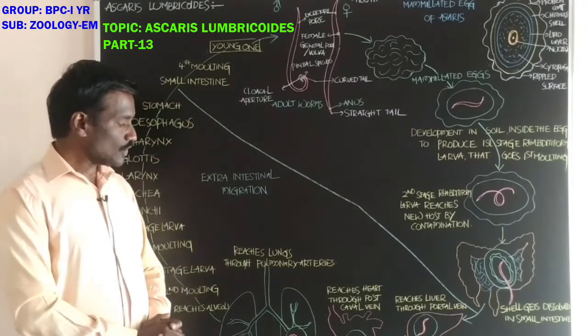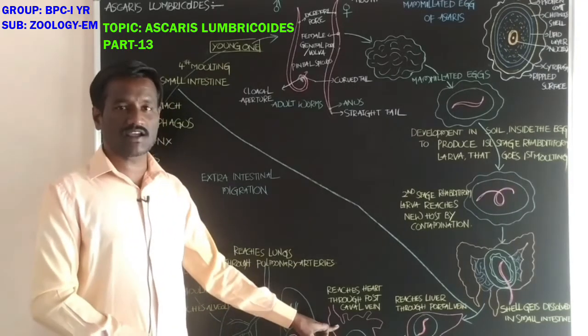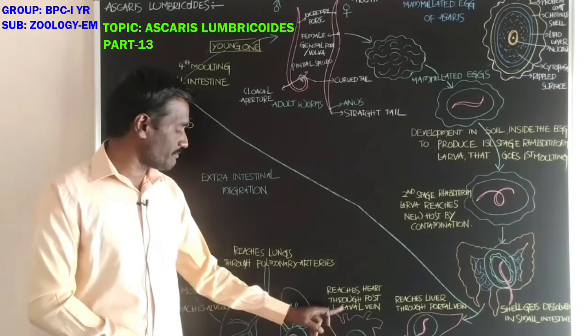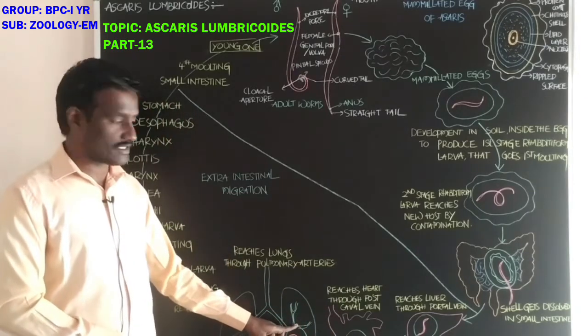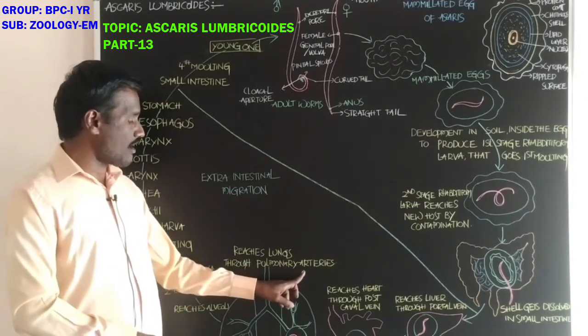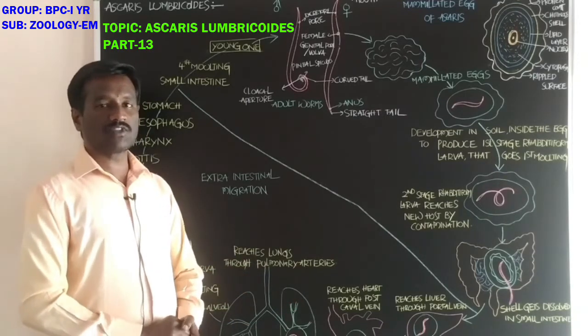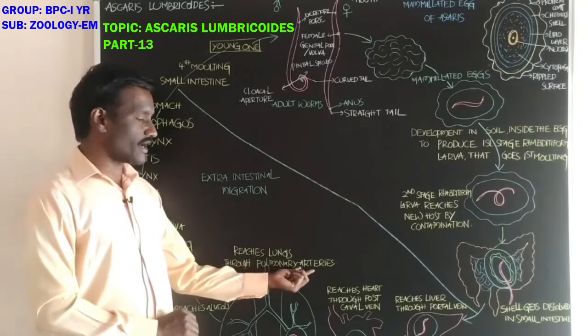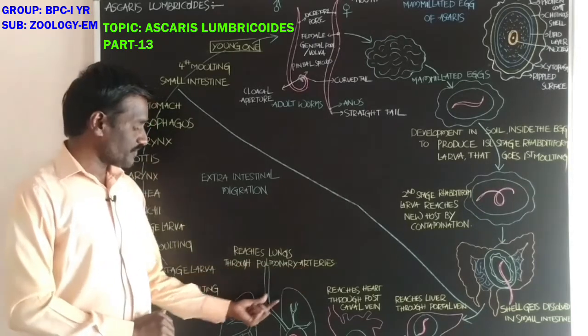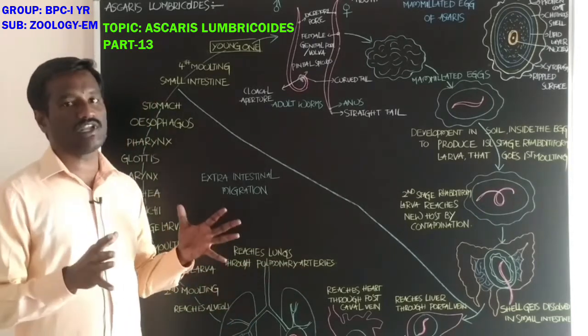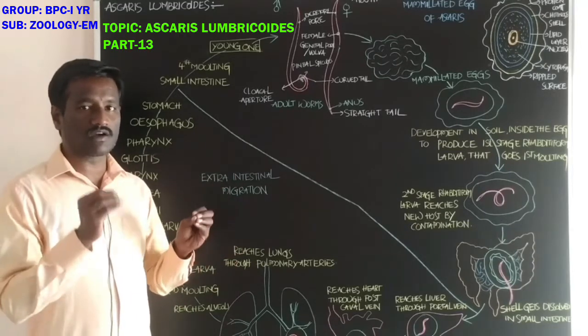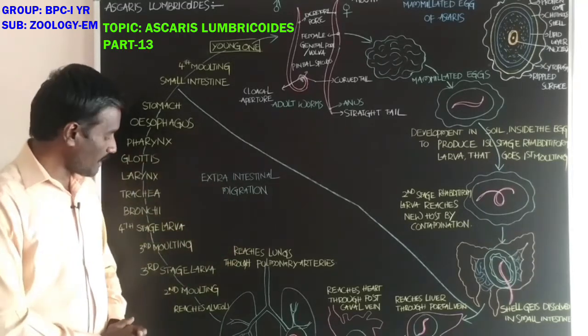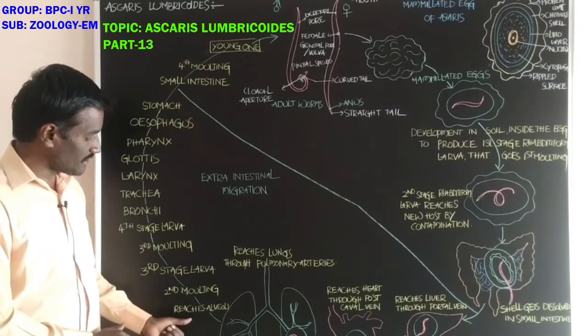And student, from the heart, the second stage rhabditiform larva reaches the lungs through the pulmonary arteries. It settles in the alveoli part of the lungs.